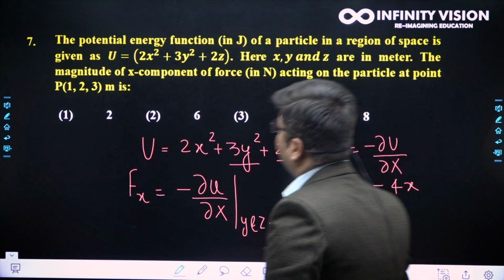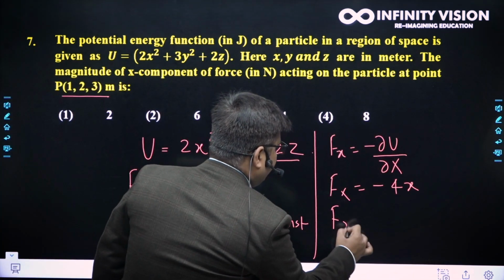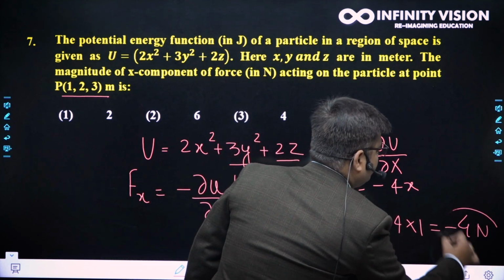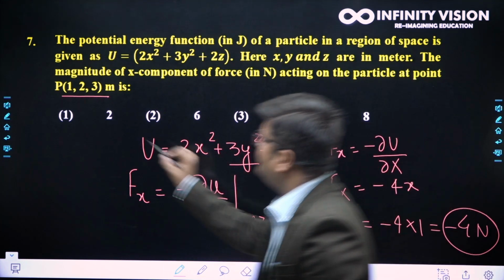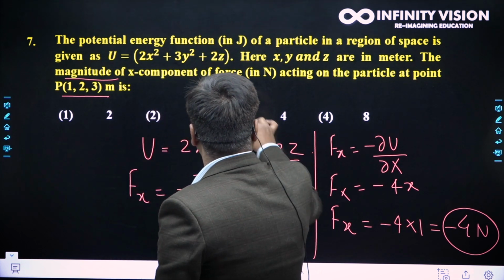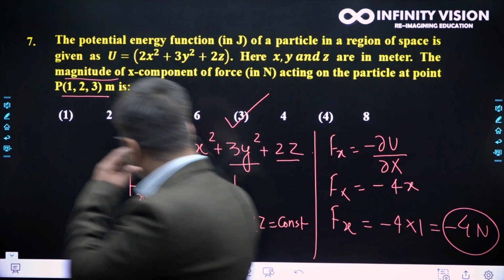Now the point they have given is (1, 2, 3). The x coordinate is 1. So the x component of force will be minus 4 into 1, which is minus 4 Newton. The force is acting along the negative x-axis, but since they have asked only for the magnitude of the force, the correct option will be option number 3, 4 Newton. The correct option will be option number 4.